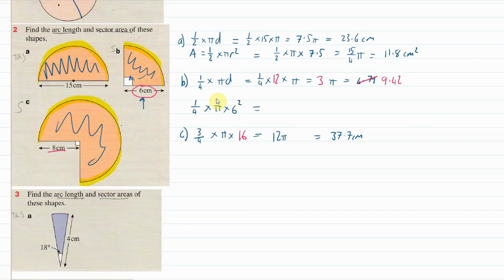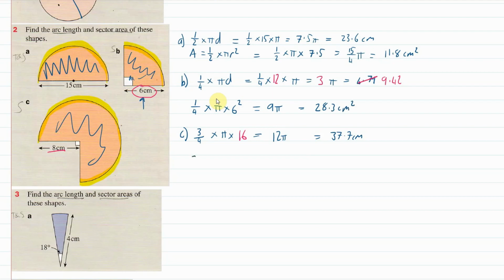Now a quarter of 6 squared is 36, so a quarter of that is 36 divided by 4, which is 9, so it's going to be 9 pi. Now when we put 9 pi into the calculator, we're going to get 28.3 centimeters squared, because we're dealing with area.